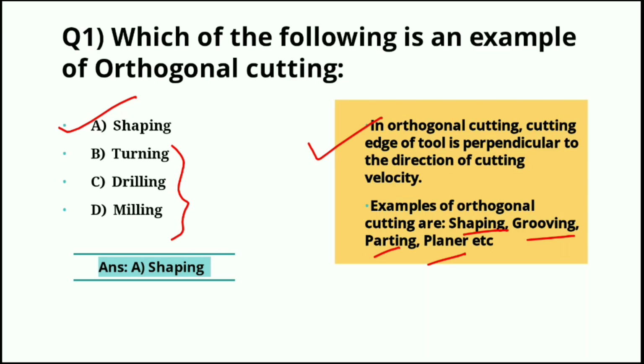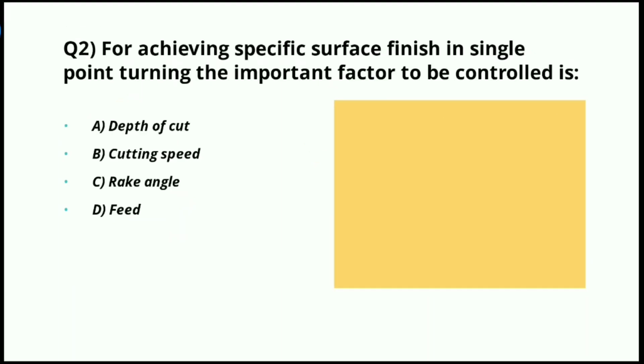Now we will see our next question. For achieving specific surface finish in single point turning, the important factor to be controlled is depth of cut, cutting speed, rake angle or feed. The right answer for this question is part D, feed.